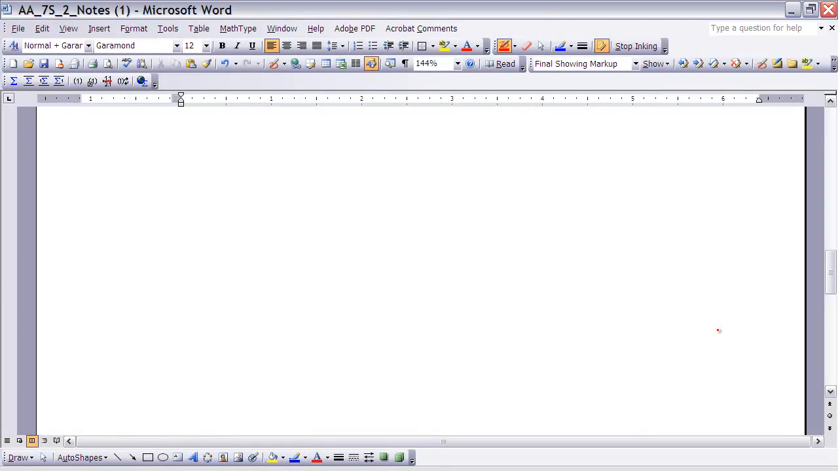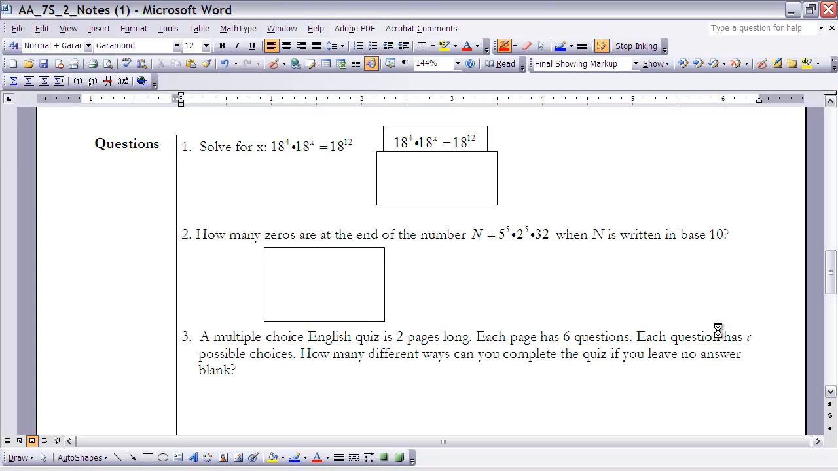So I'd now like to take a look at some of these example problems that we have on the second page of your notes. Number 1 just says solve for x. It says 18 to the 4th times 18 to the x is equal to 18 to the 12th.